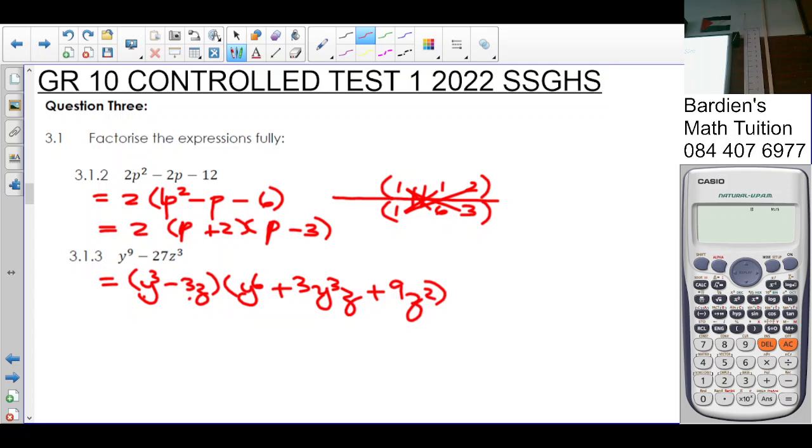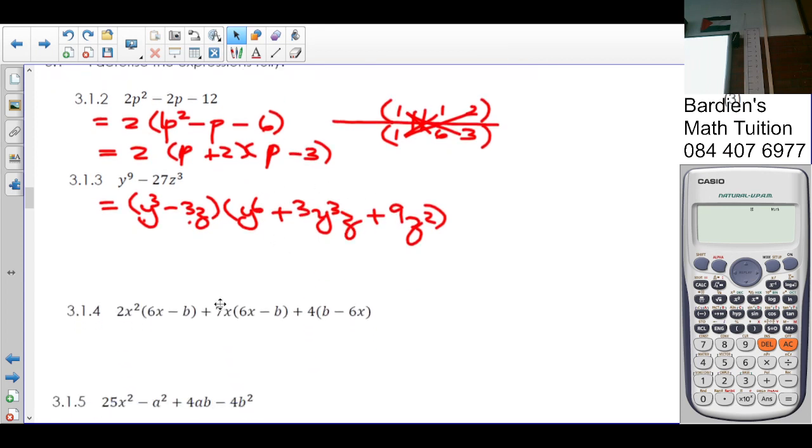Remember there was a rule that applies to factorizing this, and remember that the second bracket here will never be able to factorize. Okay.